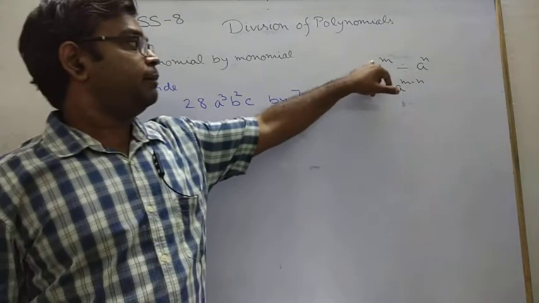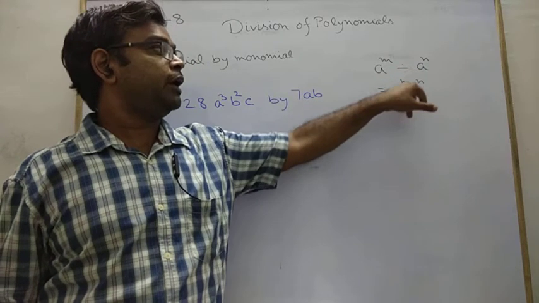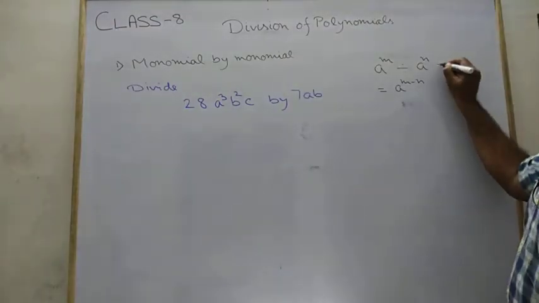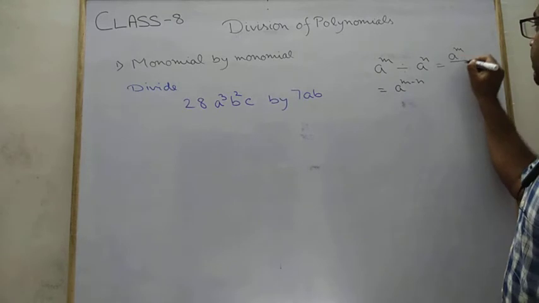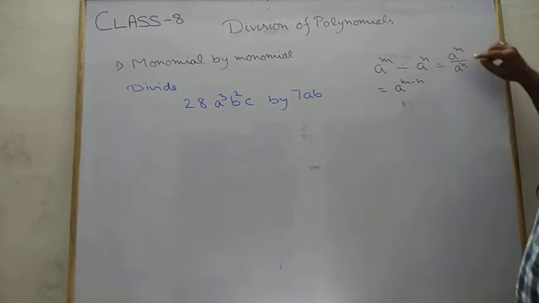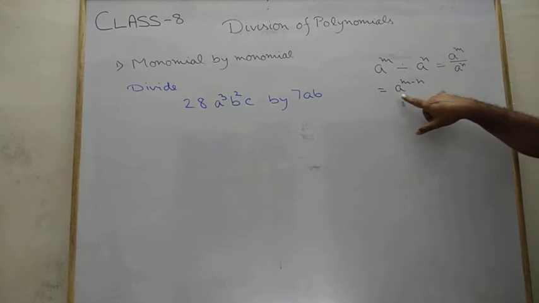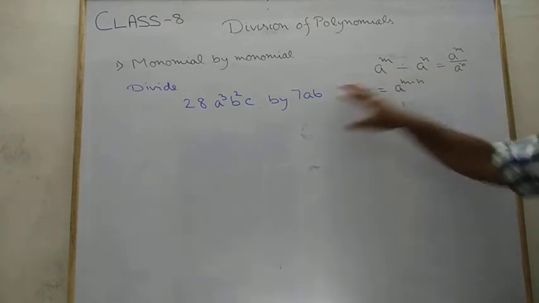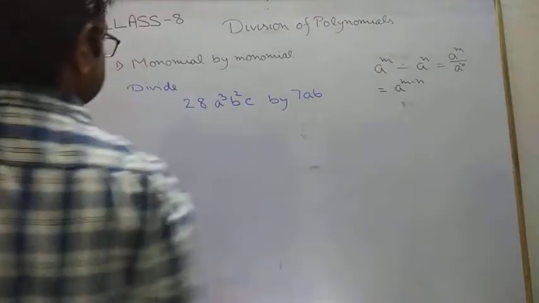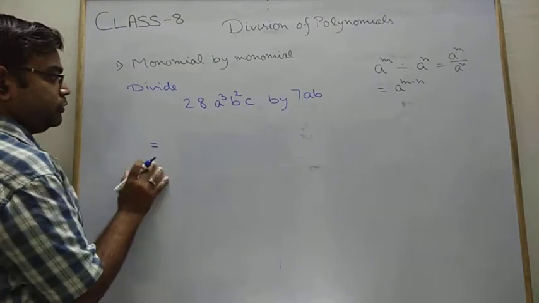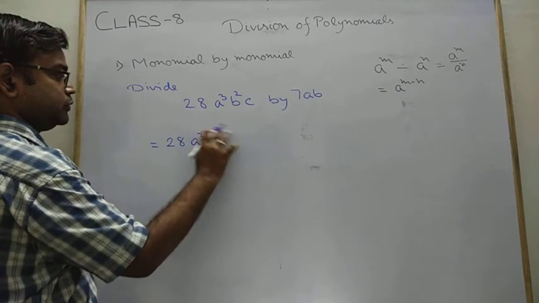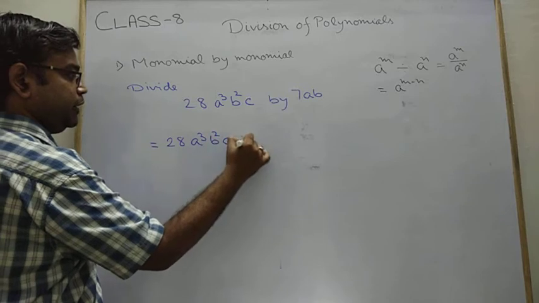So a to the power m divided by a to the power n equals a to the power m minus n. What does it mean? It means that a to the power m by a to the power n, we subtract n from m, so a to the power m minus n. We use this concept to solve this type of questions, where monomial by monomial is given. So let's start. Solution: 28 a cube b square c divided by 7ab.